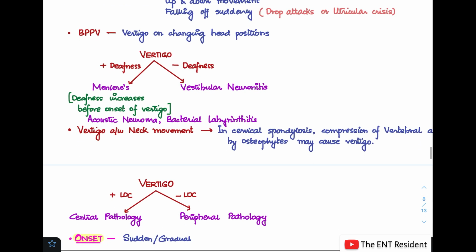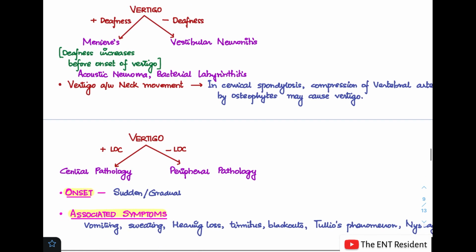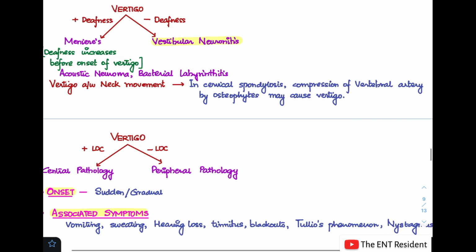Next, we come to association of vertigo with other features. Vertigo seen with deafness is more pointing towards Meniere's disease, where the deafness increases before the onset of the vertigo. It can also be seen in acoustic neuroma and bacterial labyrinthitis, whereas vertigo without any deafness is more common in vestibular neuronitis. Next is vertigo associated with neck movement. In cervical spondylosis, the compression of the vertebral artery by osteophytes can cause vertigo. So, vertigo with neck movement is more commonly seen in cervical spondylosis.